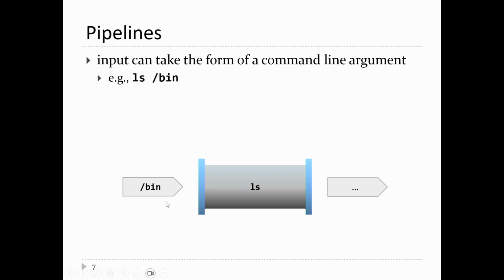For example, input can take the form of a command line argument. So my command ls, you might write ls /bin. So /bin is an argument to the command. We think of that as being an input to the command. ls generates a stream of text showing you information about whatever is in the bin directory.